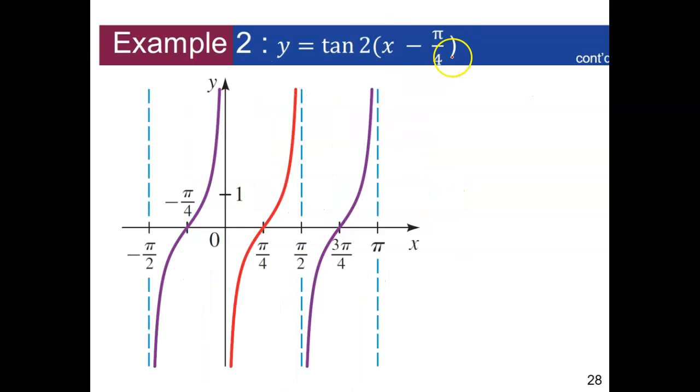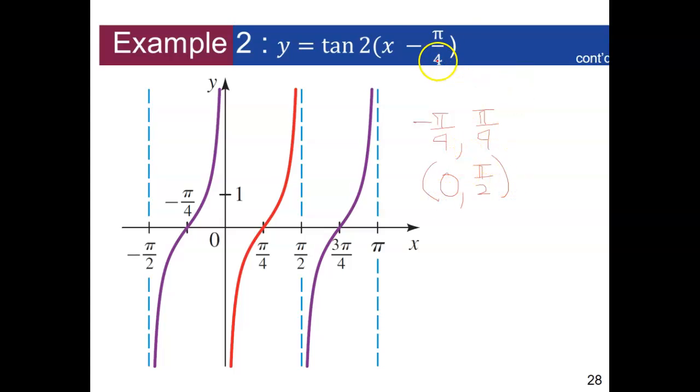Okay, this one we already said was a phase shift to the right pi over 4. So what we'll do with this is we were normally looking at the period being from negative pi over 4 to positive pi over 4. So because we're shifting it pi over 4 units to the right, we're actually going to add pi over 4 to each one of these. So if I add pi over 4 to this one, I'm going to have 0. And if I add pi over 4 to this one, I'm going to have pi over 2.